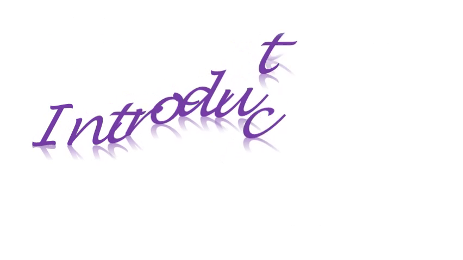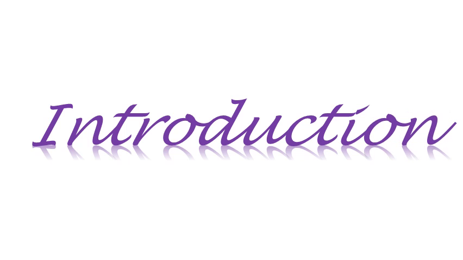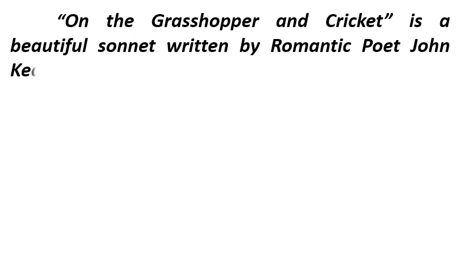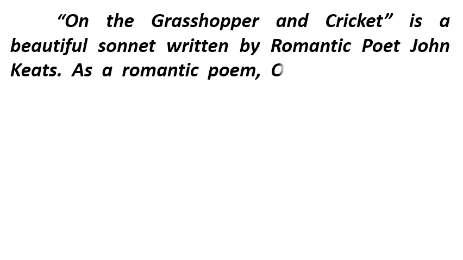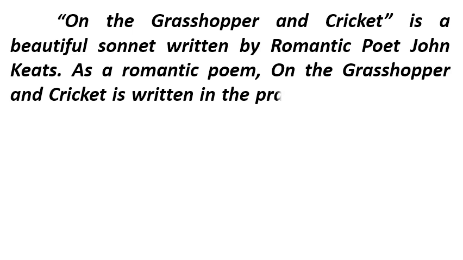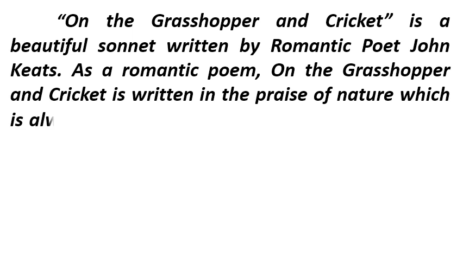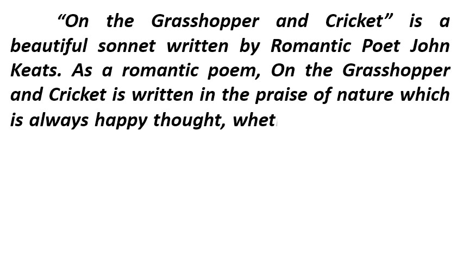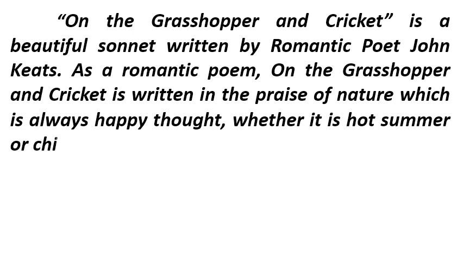Before we start reading the poem in detail, first of all let us see the introduction. On the Grasshopper and Cricket is a beautiful sonnet. A sonnet is a 14-line poem with a fixed rhyme scheme, written by romantic poet John Keats. As a romantic poem, On the Grasshopper and Cricket is written in praise of nature, which is always a happy thought, whether it is hot summer or chilly winter.